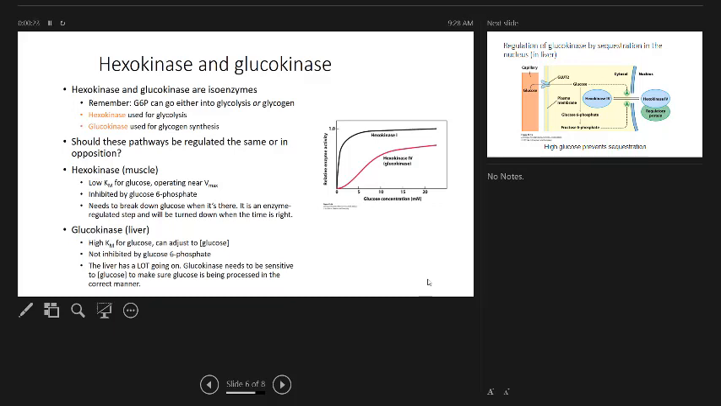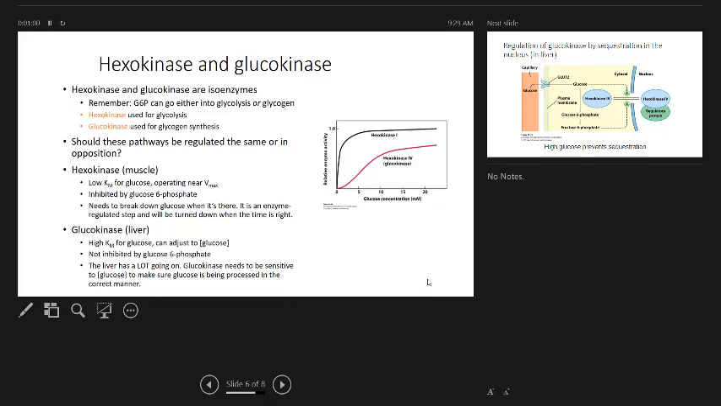And so hexokinase is used for glycolysis in muscles. Glucokinase turns glucose into glucose 6-phosphate. That can get shuttled through glycolysis, but it also can be put into glycogen in the liver. Because again, we talked about how the liver does all kinds of crazy stuff. And so because of these differences in their jobs, hexokinase and glucokinase are going to be different in the way that they respond to glucose levels.